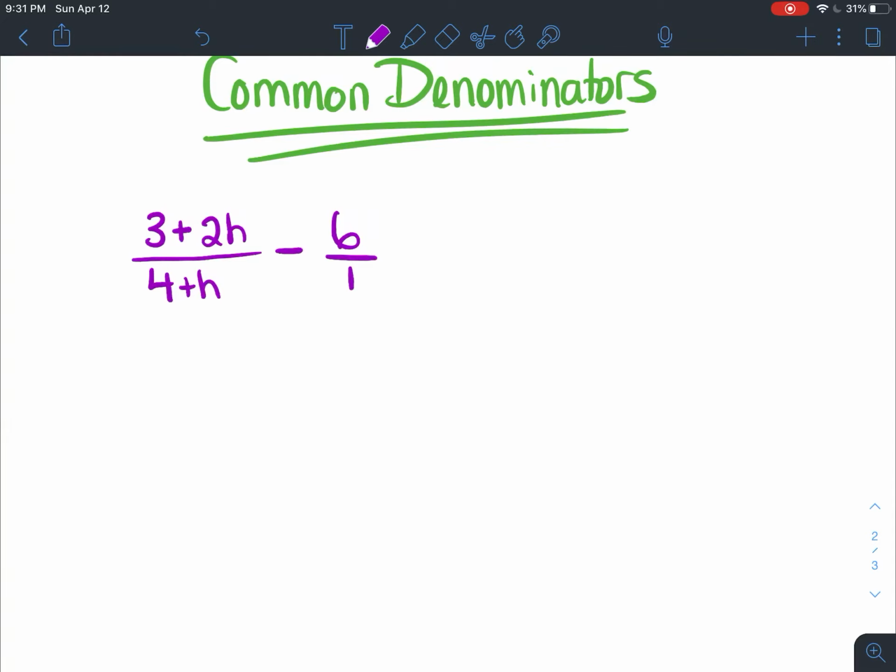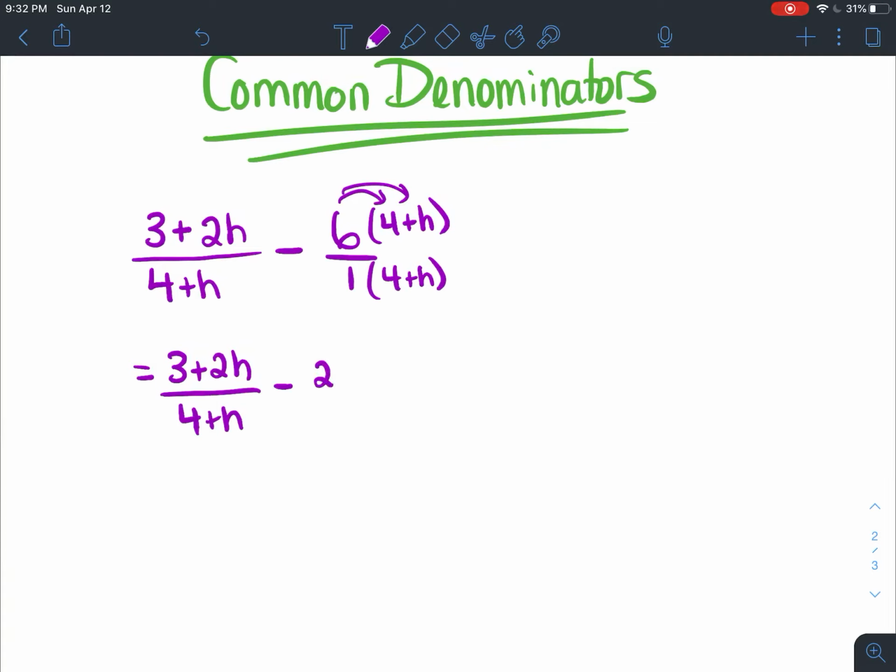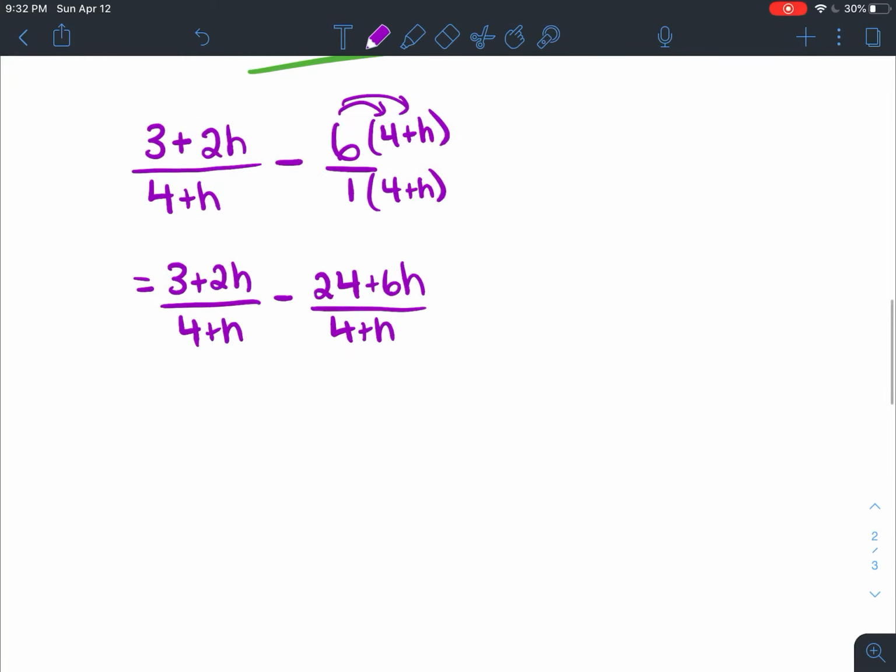Okay, so to make them the same denominator, clearly we're not going to change 4 plus h into a 1. So we're going to change the 1 into a 4 plus h. So we're going to multiply the top and bottom of this fraction by 4 plus h. So that will give us 3 plus 2h over 4 plus h minus, when we multiply 6 plus 4h, that will give us 24 plus 6h over 4 plus h. Perfect.